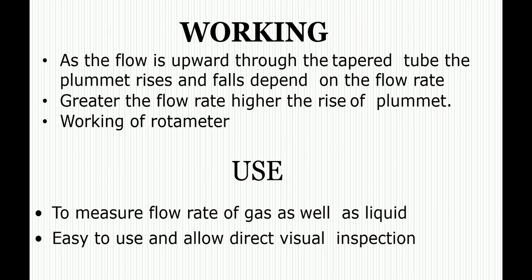So during the fluid flow, the area of the annular space between the plummet and the tube varies. Therefore the head loss across the annulus is equal to the weight of the plummet. So the flow may be read using the upper edge of the plummet as an index. The area is proportional, so the scale is properly calibrated to the flow rate. The reading may be transmitted for recording, integrating and controlling.